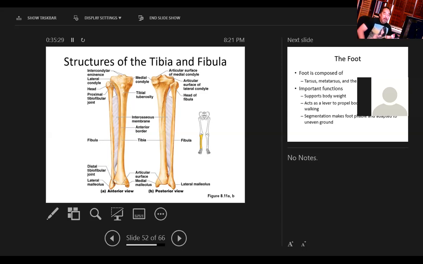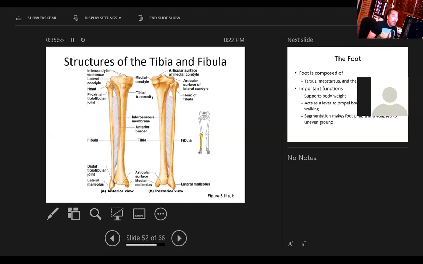So the medial position is the tibia. That's the position we'll be looking at for the two bones of the leg, lateral and medial. Medial is tibia, lateral is fibula. Again, you've got an interosseous membrane there, similar to the radius and ulna. But there's not a lot of movement in that area. It's just to hold the two bones together.